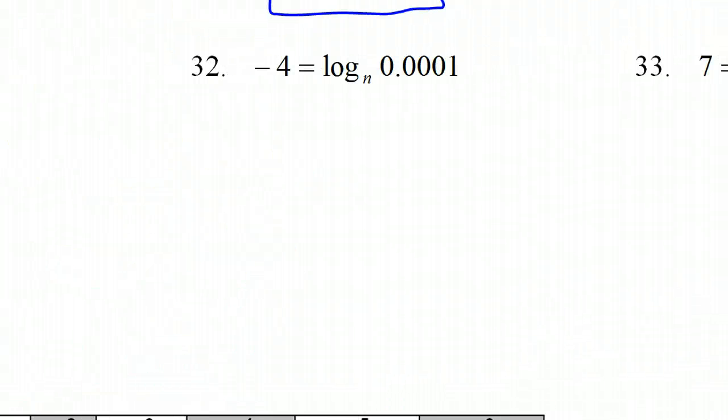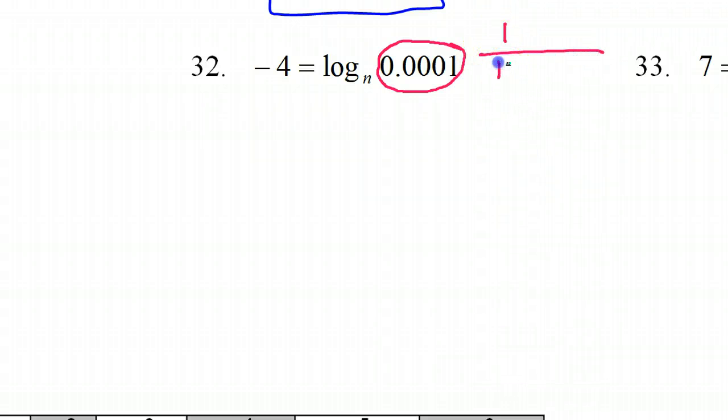32. Rewriting this in the other form. Oh, and we've got the 0.00 business. What should I do first? I think I'll deal with the whole decimal thing first. So I've got tenths, hundredths, thousandths, 10,000ths. This is the 10,000ths place. So this is the same thing as 1 over 10,000. Okay?